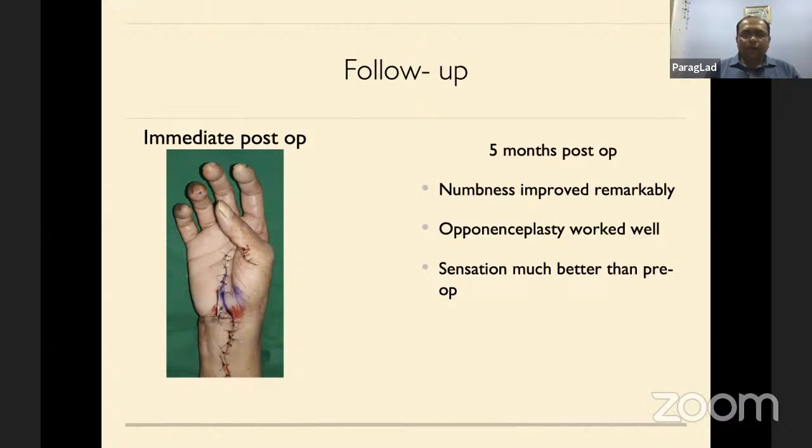At around 4.5 or 5 months post-op, the numbness was significantly improved, though she was complaining of some paresthesia. Tinel sign was definitely much improved, and opponensplasty also worked very well. So the message here that I would like to give to all the viewers is that in recurrent carpal tunnel, we must consider ultrasonography as a main important investigation to look at the anatomy of the nerve, to look for flexor tenosynovial tissue, and to plan our next subsequent surgical intervention.